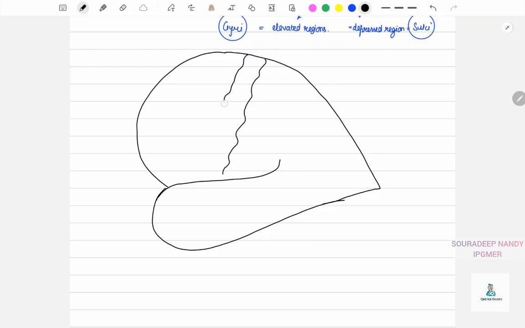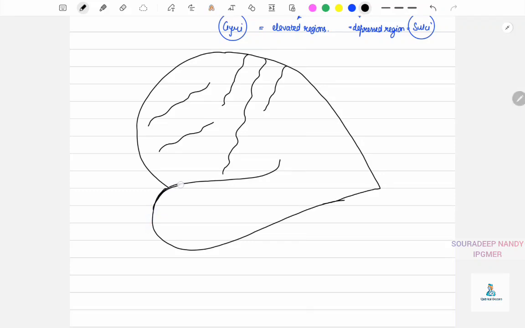Anterior to this there is the precentral sulcus. Posterior to this there is the postcentral sulcus. In the frontal lobe there are two sulci again. One is the superior frontal sulcus, and one is the inferior frontal sulcus.